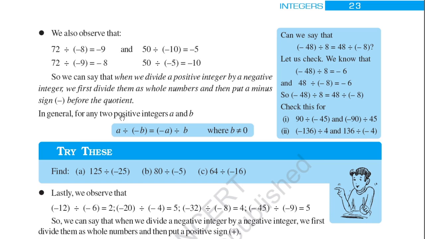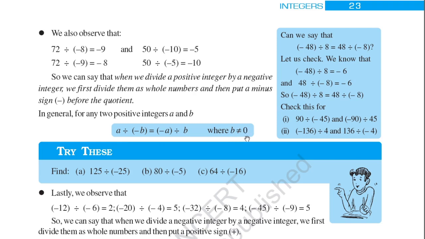In general, for any two positive integers a and b, a divided by minus b gives a negative solution. So you can write it like this: the minus sign comes in the numerator, minus a divided by b, where b should not be equal to 0. If b becomes 0, it will become infinite.